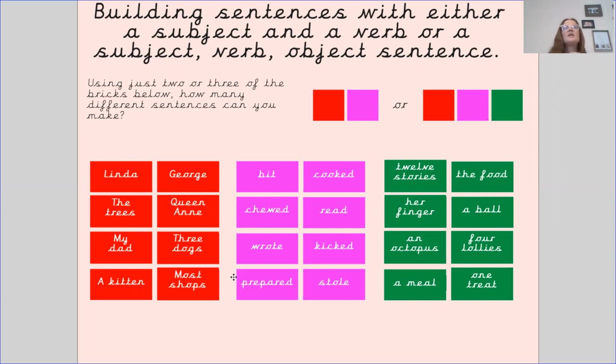So what you can see with these kinds of sentences is they are very simple. There's not a lot of information in them, but you've got the person you're talking about or the thing you're talking about, and the verb is obviously your doing word of what is happening in that sentence.